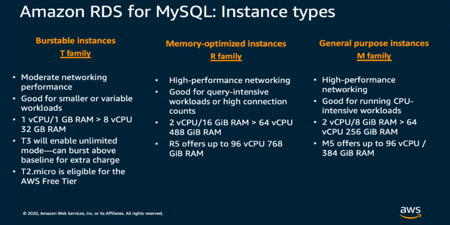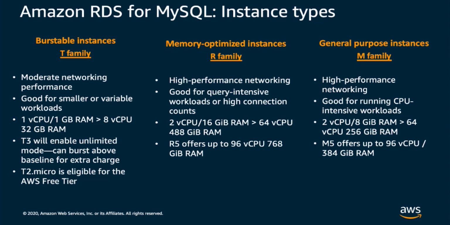And then we also have a T3 instance, which has unlimited mode. So as you have a baseline of this instance class, if you need more than your baseline, right? You have to pay for those extra compute cycles that you use in the T3 instance family. And we also have a T2 micro, which is eligible for free tier. So this is really good if you want to play and understand how AWS services work. This is a good instance class family. And then we have memory optimized instances.